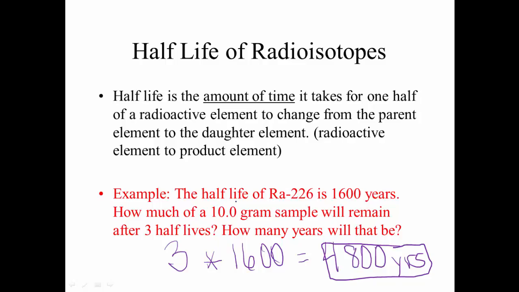You basically take your original sample and you divide it by 2 for however many half-lives you encounter. So we took 10 and divided it by 2 3 times. 10 divided by 2, divided by 2, divided by 2. And to figure out the total amount of time it takes, you will multiply the number of half-lives by the length of one half-life. So let's do another example.